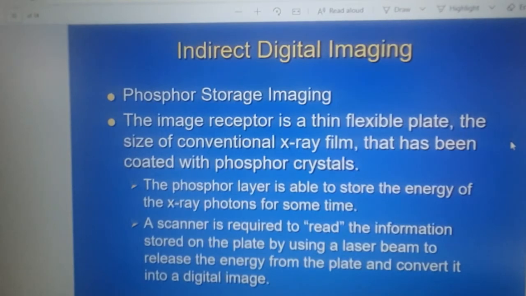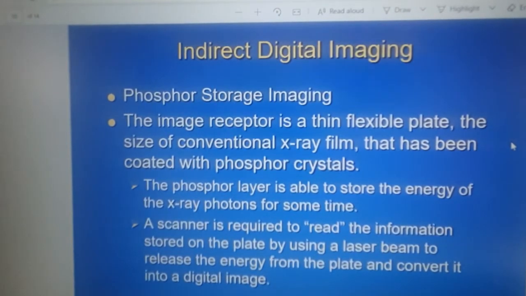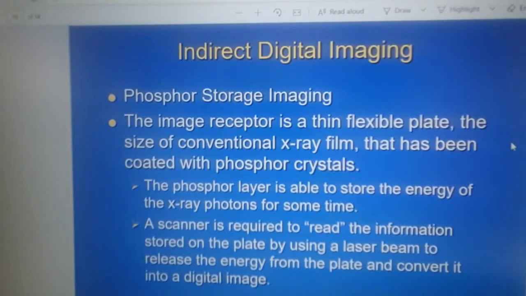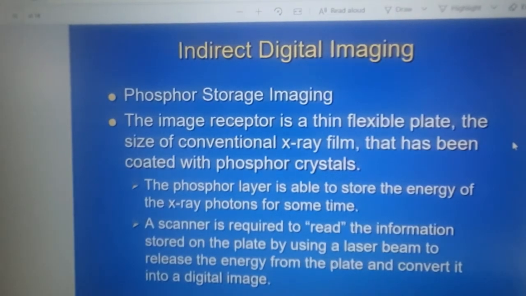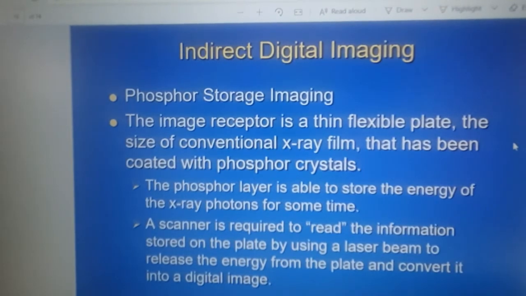With indirect digital imaging, we have a system that consists of the following components. 1, our image plates. 2, a dock container. 3, a scanner with a carousel computer. 4, most importantly, our computer software. And lastly, a view box. Indirect digital imaging is also known as phosphor storage imaging.